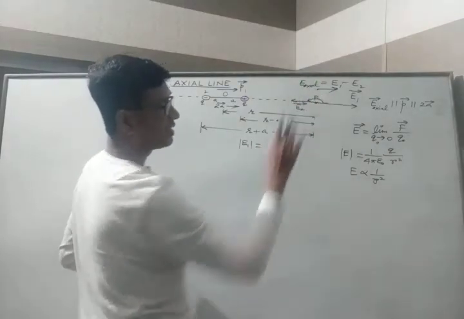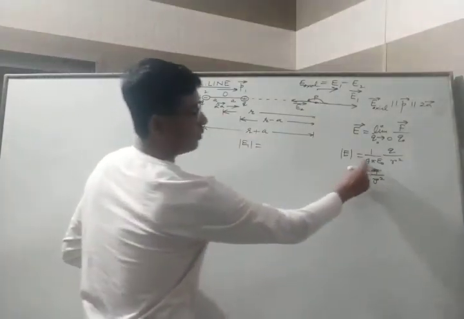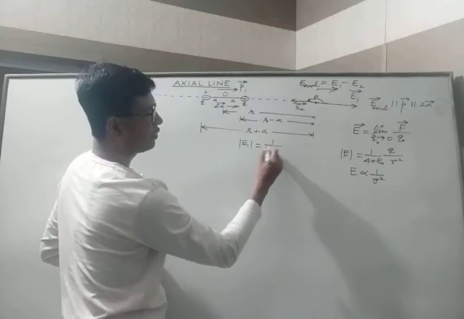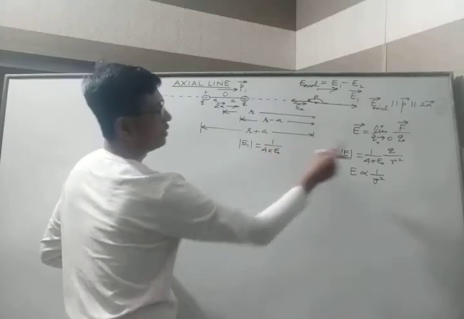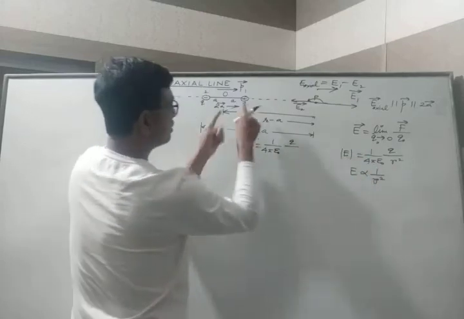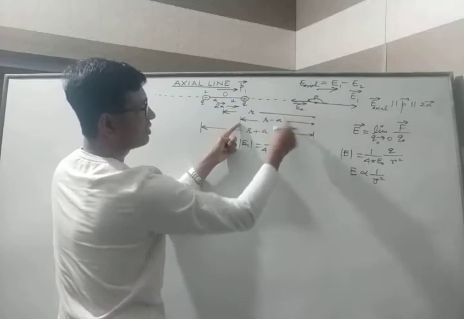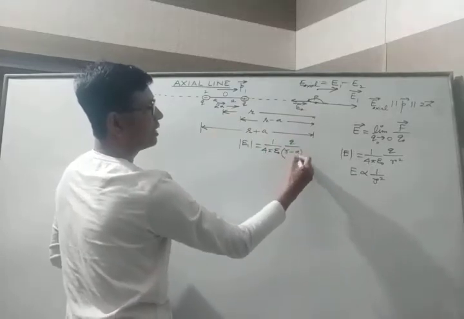Once we represent the vector diagram, thereafter we need to consider only the magnitude aspect, right? Now this is the formula. E1 equals 1 over 4 pi epsilon, Q over R squared, where R is the distance of the observation point from the source charge. Over here the source charge is Q, so its distance is R minus A. So it will be R minus A whole square.